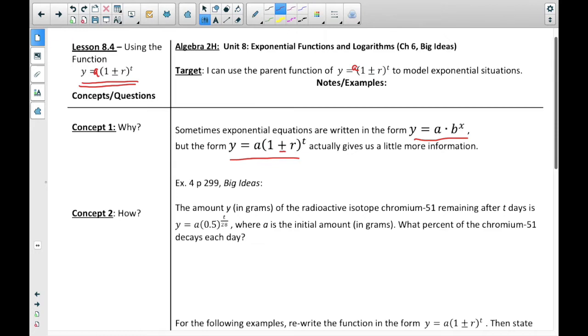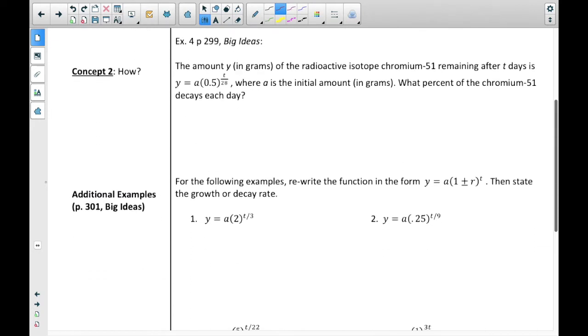Let me show you what I mean. This first example comes from the Big Ideas textbook. They give us this equation. Now that equation, to me, looks really confusing. I don't know what the percent rate is. It looks like maybe it's 50%, but then this is a fraction, which is kind of crazy. So let me tell you a couple things about how we're going to deal with this type of problem.